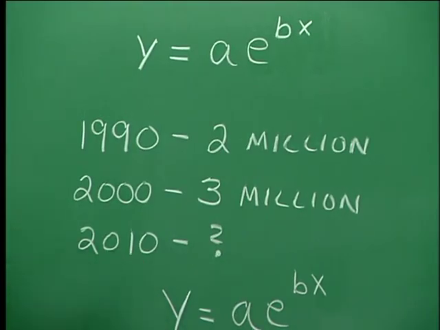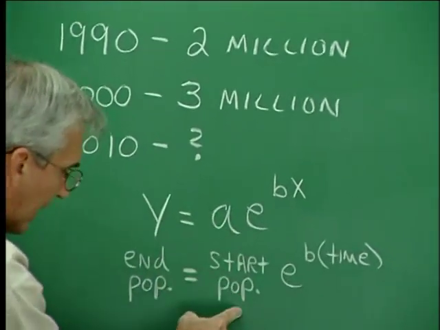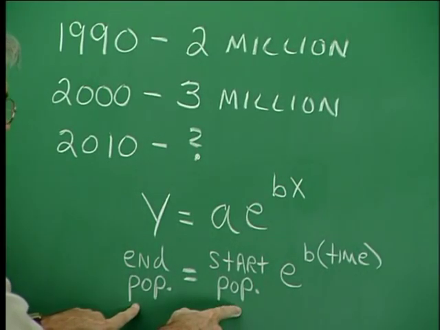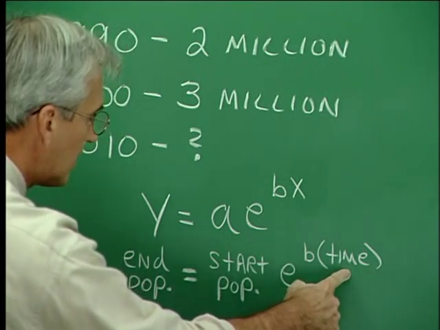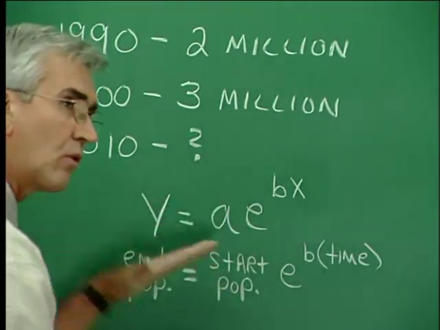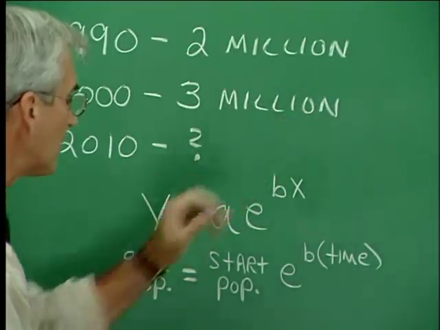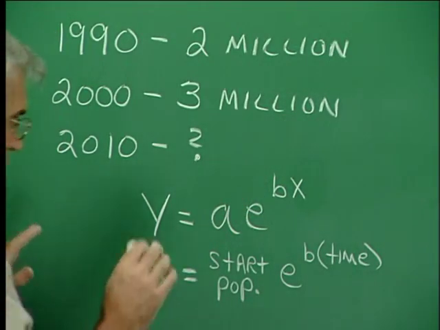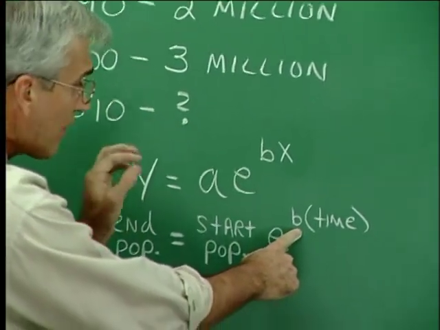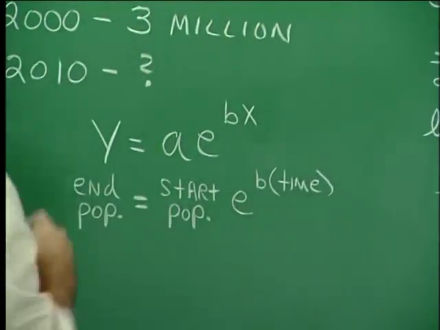Now, to start the process, we think about our model this way. A is the starting population, Y is going to be the ending population, and X is going to be time. And then B is going to be some constant that tells us about how fast we're growing. It's easy to see graphically the kind of shape of that curve. So we need to find the value of B early on in this situation. And we find that by performing some kind of experiment or by using the given information.